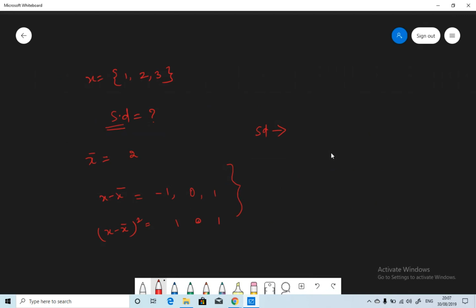This sum will be 0, right? Summation of (x minus x bar) whole square. So this will become standard deviation equal to 1 or not? Guys, agree or not agree?